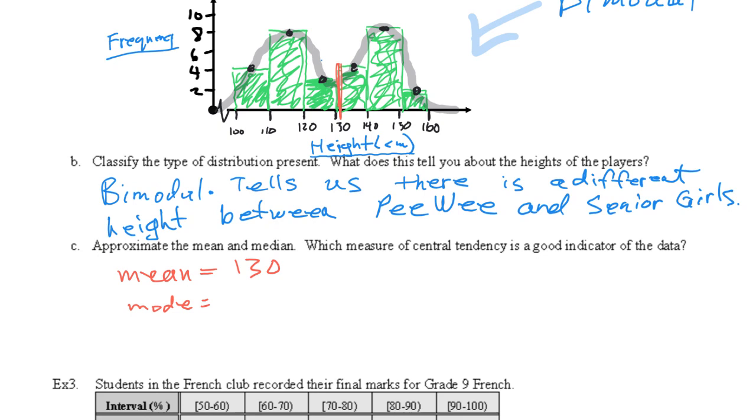So the mode is not the numbers that are the ranges, but the middle of them. So you're going to say the mode in this case is, in blue here, it's going to be halfway between 140 and 150 and halfway between 110 and 120. So the mode is now 115 because that's halfway between 110 and 120, and 145. And finally, the median is equal to 130.